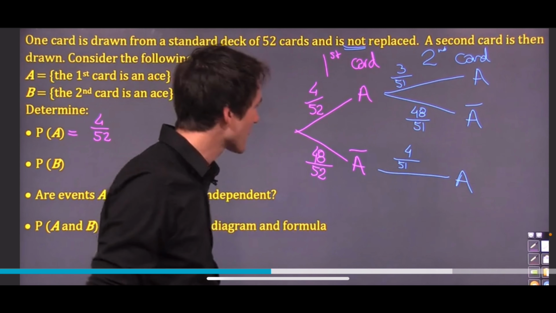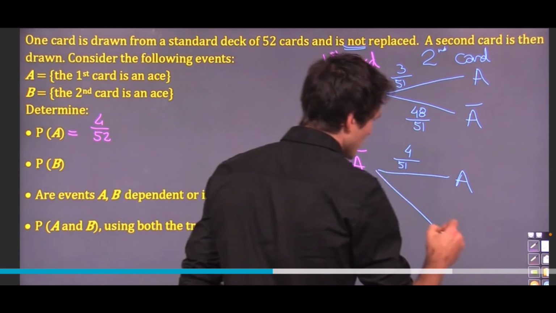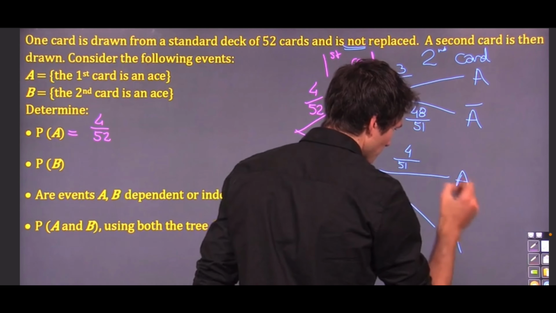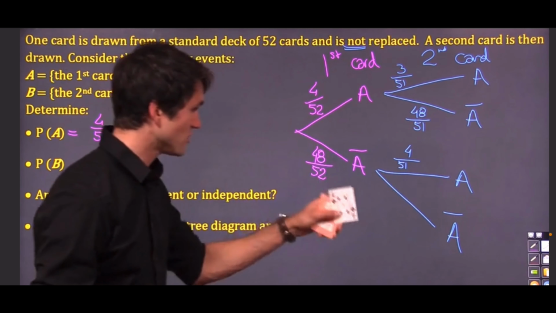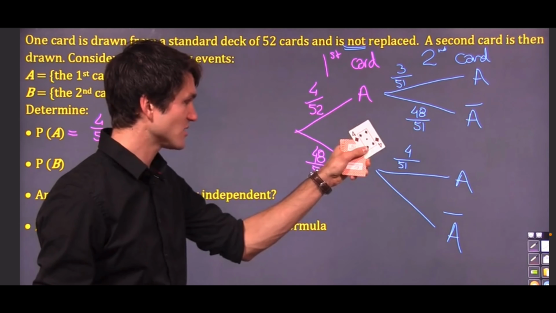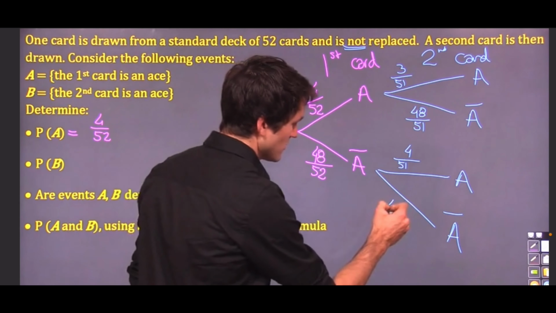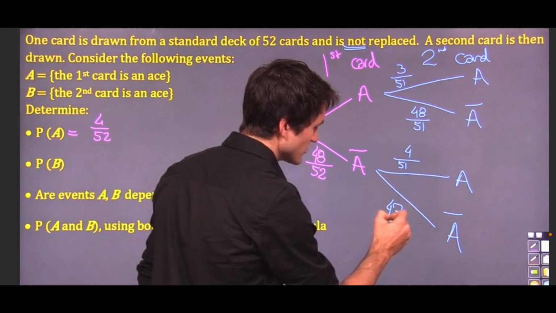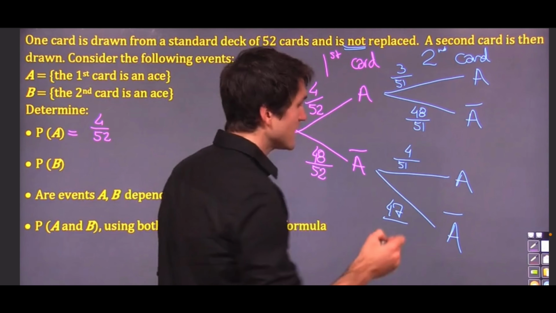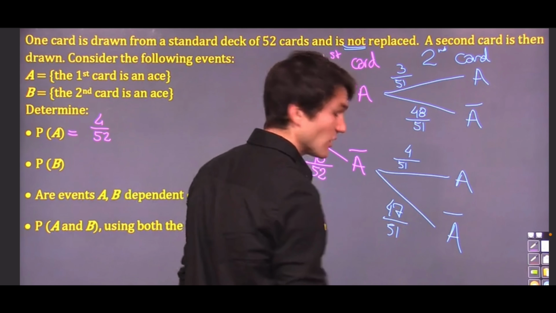Getting an ace, right? And the chance of us not getting an ace, considering I didn't draw an ace the first time, is going to be 47 now. Because there are 47 other cards remaining. And this is also out of 51 because there's still 51 cards in the deck.